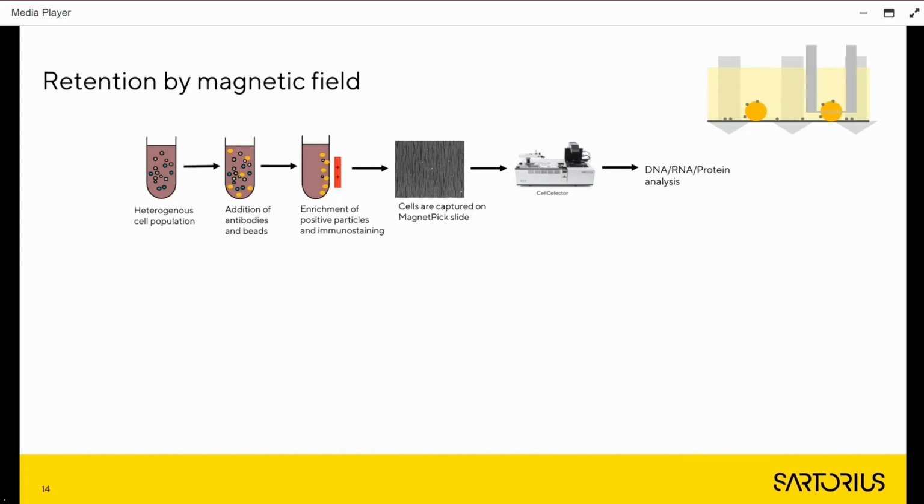Then cells are stained for further characterization using an antibody cocktail, and afterwards the cells are captured on our magnet pick slide and transferred to CellCelector for scanning, analysis, and isolation. Single cells then can be analyzed based on their DNA, RNA, and protein contents. Usually this kind of workflow is used for extracting rare cell populations, like for example, circulating tumor cells.